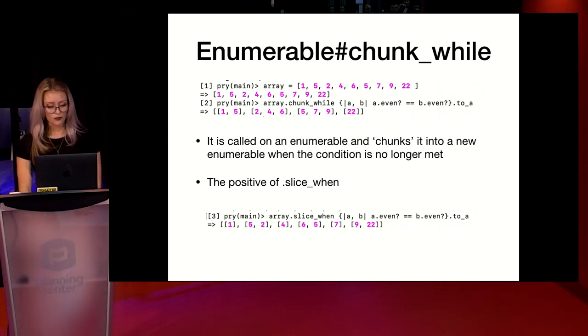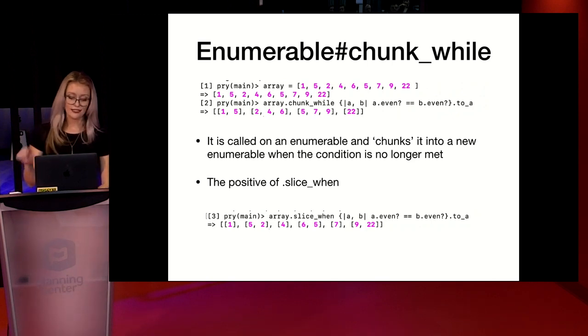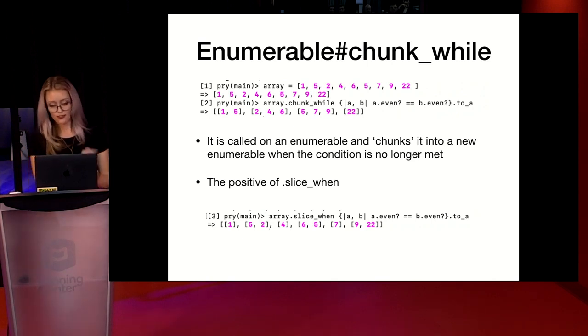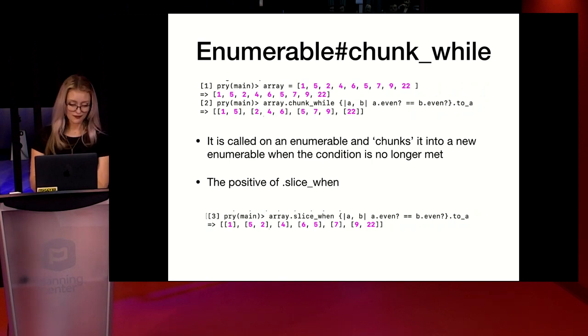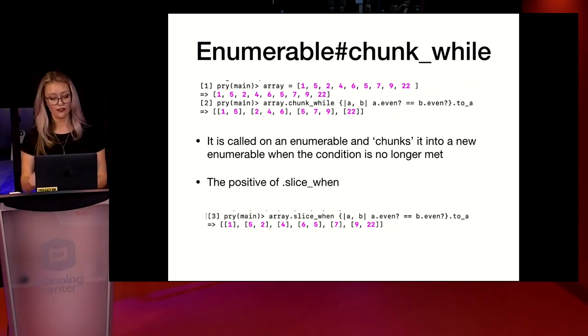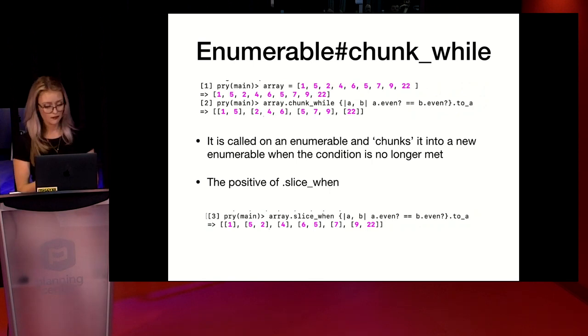So in order to get our groups of odd and groups of even numbers back, we'd have to say slice_when a.even? does not equal b.even?, which is confusing. Because what you really want is chunks of numbers that are all odd or all even, and throwing a not in there makes it difficult to see that at first glance.